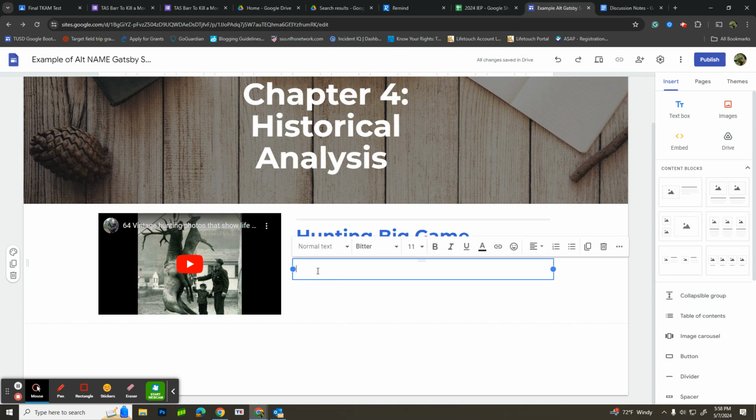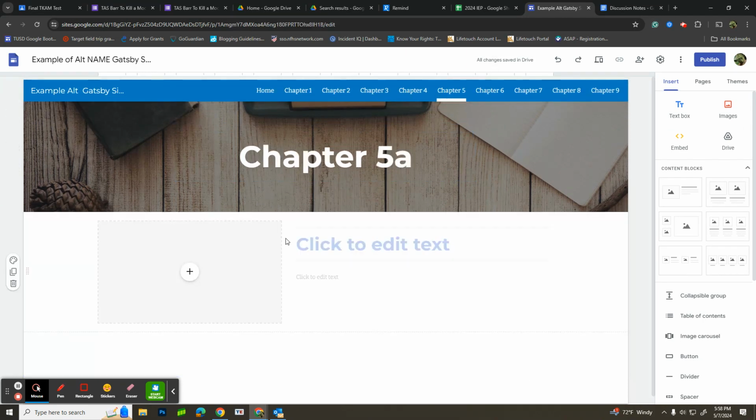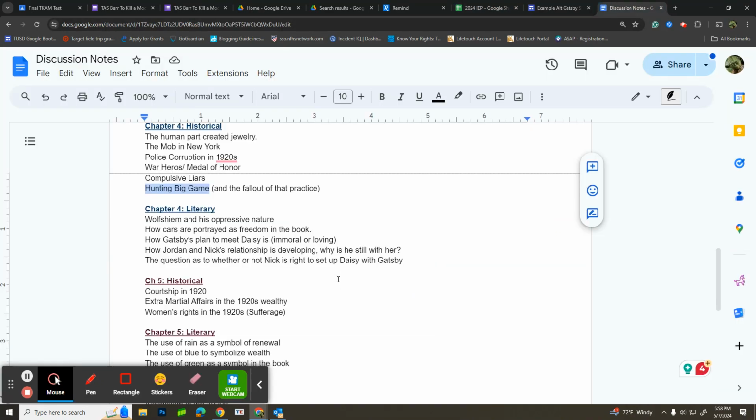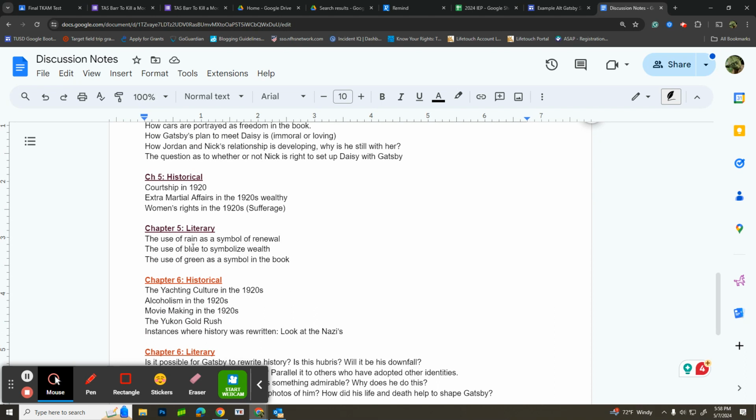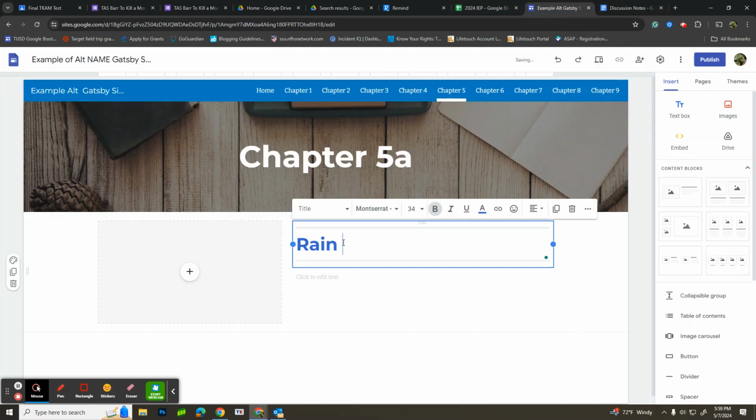And then we are going to go to chapter 5. So up and over. Now, if I go and take a look at chapter 5, I know I only have 2 historical analysis left. So I'm going to want to do a literary. And I really liked the rain as a symbol of renewal. So I'm going to go over here and I'm going to put rain equals renewal.